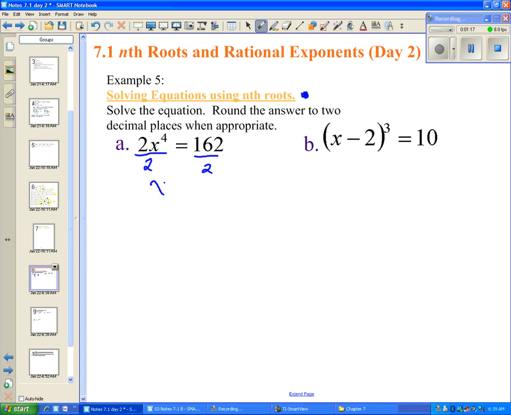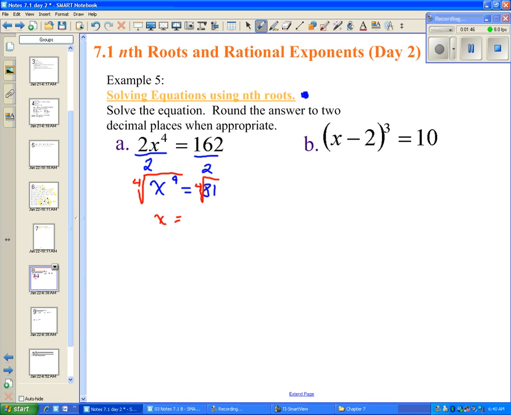So then on my left side, I get x to the fourth. On my right side, I get 81. At this point, what do I do? Well, I want to get x to the fourth by itself, so I need to take some sort of root. I'm going to take the fourth root. What I do to one side, I need to do to the other. So I'm going to take the fourth root of 81. Well, the fourth root of x to the fourth is just x.